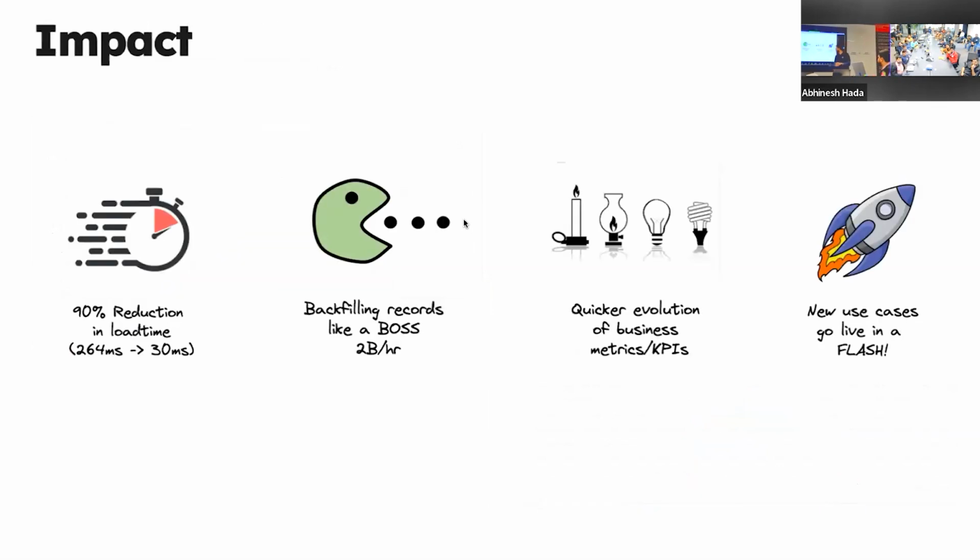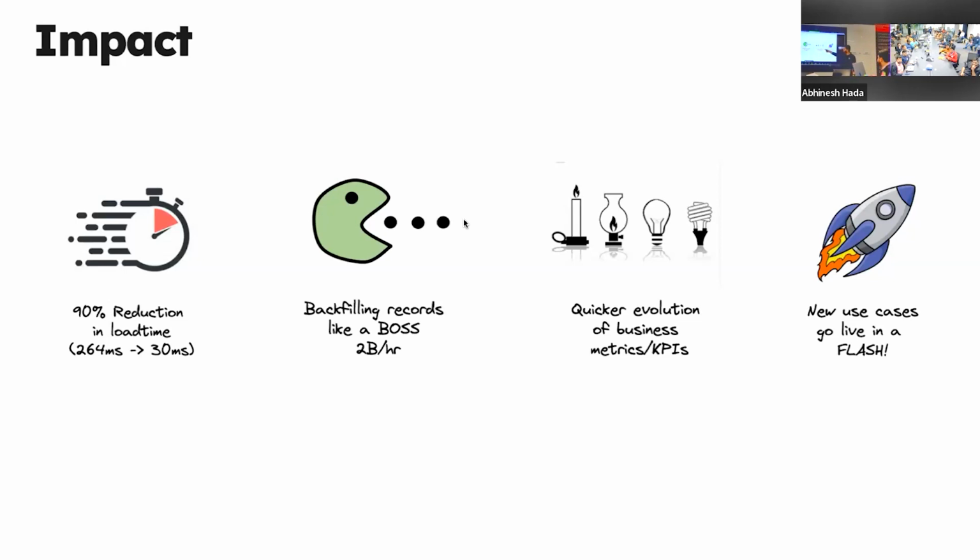So the impact of this platform, like I said, is quicker evolution of business metrics and KPIs, and new use cases go live in a flash. This frees up the team bandwidth, which earlier was in months, like they had to identify a use case, whether they want a DynamoDB table or Elasticsearch, then had to ingest the data on them and create a whole new set of things, which every team was working on in silos. They don't have a common framework for that. With this, the new use cases go live in days only.